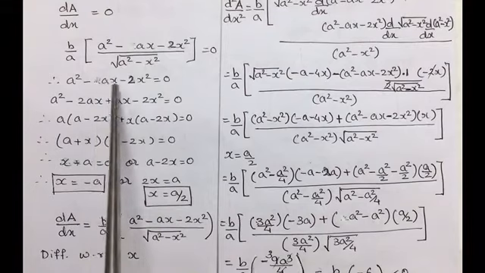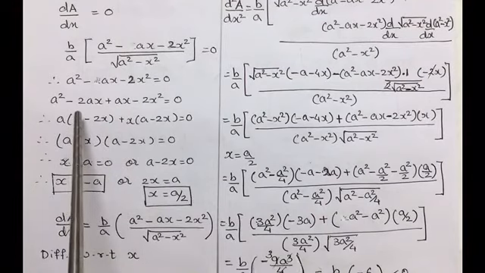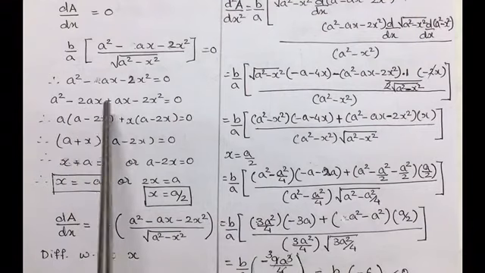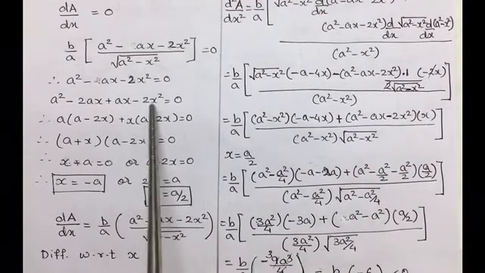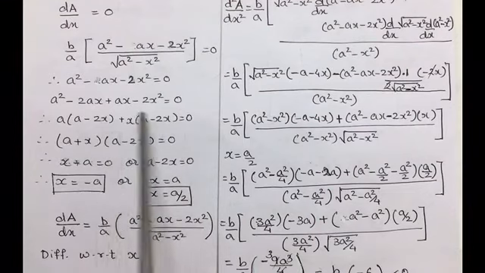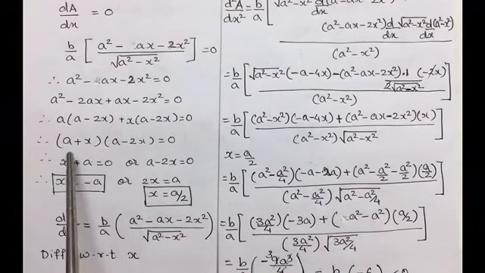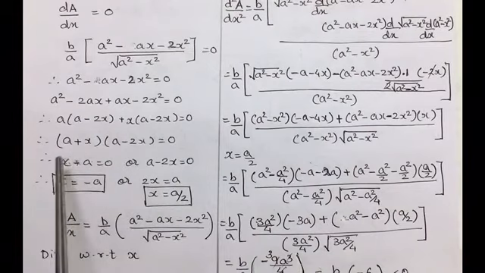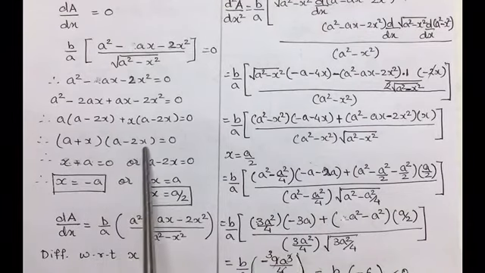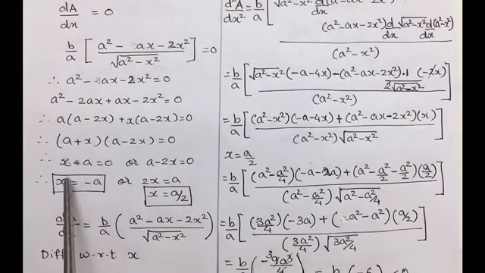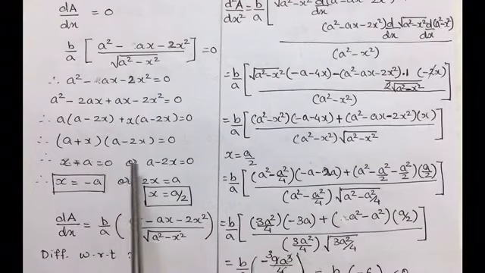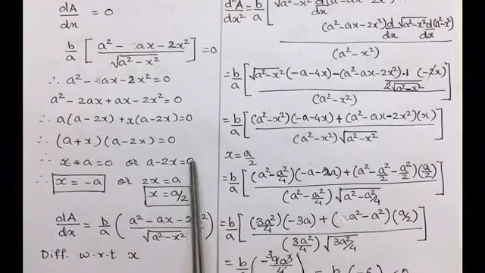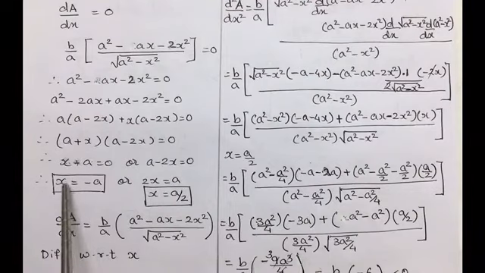Now splitting the middle term, we take a square minus 2ax plus ax minus 2x square equal to 0. Factorizing it, we get two factors, a plus x and a minus 2x, that will be equal to 0. Therefore, x plus a is equal to 0 or a minus 2x is equal to 0. So we will get two values of x. One is x equal to minus a, another one is x equal to a by 2.